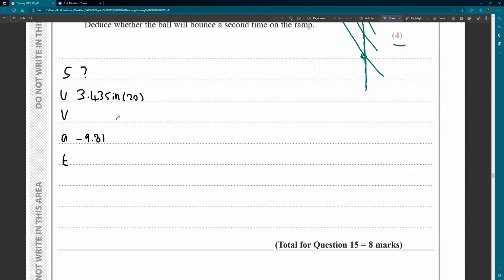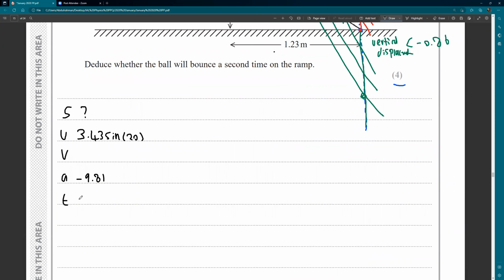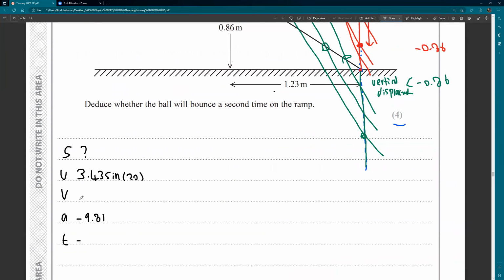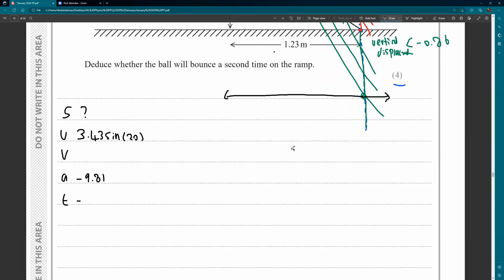Obviously, I'm missing two variables, and every time you're missing variables, you're going to have to use your horizontal component to help you out. I want to know what the time is. I want to know how long it took to travel 1.23 meters horizontally, and that will tell you the vertical displacement at that position. So I'm going to have to do a horizontal sweep to work out this time, because remember, the time horizontal is the same as the time vertical for a particular position. So T is equal to S over U, and this is always the equation for a horizontal sweep.